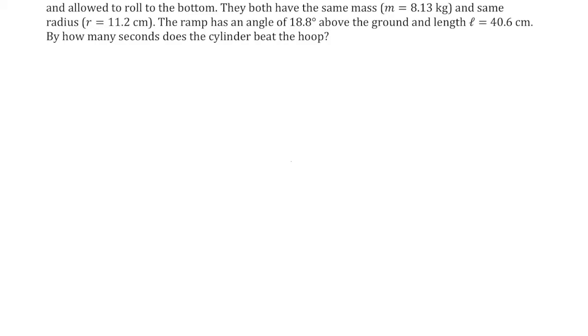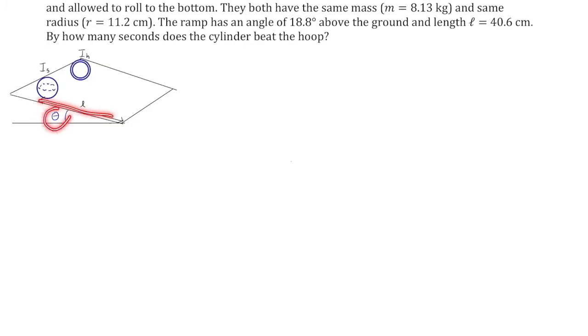So let's look at the picture. Here's the ramp, here's our known length, there's our known angle, and here are our two objects. This is the cylinder, the solid object, and that's the hoop, obviously. S for cylinder, H for hoop. Those are just calling attention to the fact they have different moments of inertia. Otherwise, they're identical, remember? Same mass, same radius.